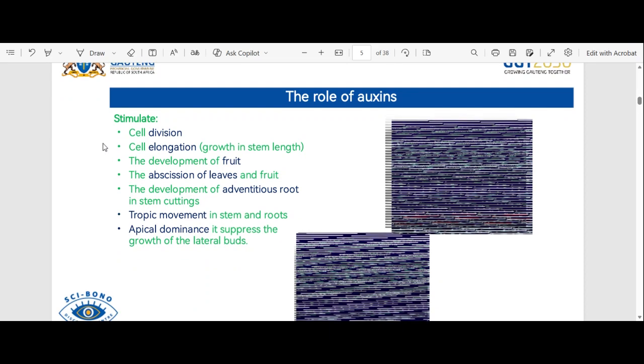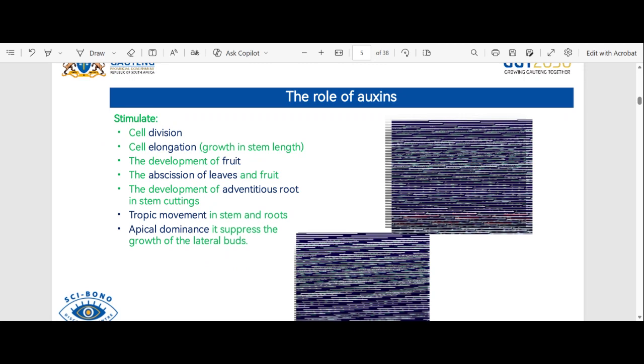Okay, number two, it allows cell elongation. So cell elongation is the growth in the stem length. What causes the cell elongation? What causes the cell elongation is mitosis. Okay, now let's go to the third one. So they allow the development of fruits. The development of fruits is just self-explanatory.